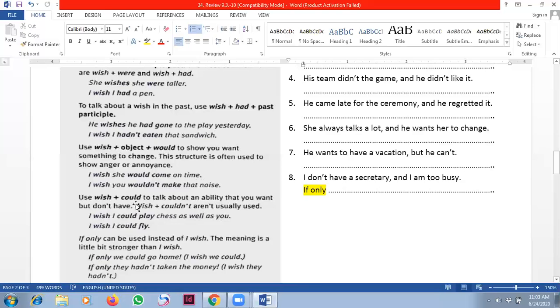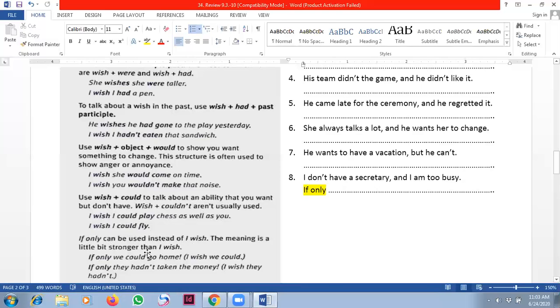Use wish plus could to talk about an ability that you want but don't have. I wish I could play chess as well as you. Actually, I cannot play chess, but I wish I could. The reality is in the present tense. I wish I could fly. The reality is present tense. I cannot fly.